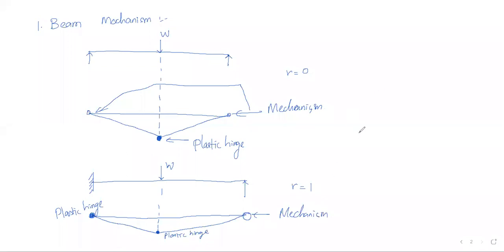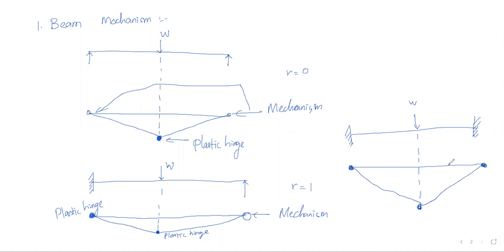Now if both the ends are fixed, and we can have the load W, then at all the places we can have plastic hinge: support as well as the midpoint, that is under the load. So this is related to beam mechanism. Next one is sway mechanism, or panel mechanism.